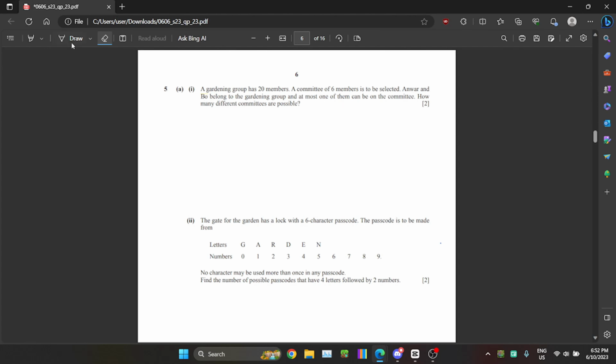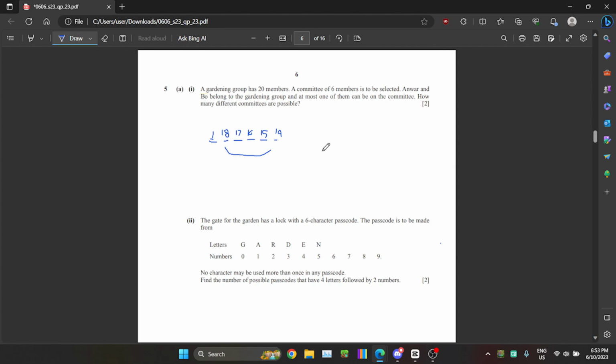So only 6 can be selected. So 1, 2, 3, 4, 5, 6 for visual representation. Now, let's just pretend that in this group, there is one Anwar. So that means there cannot be a Bo in here. But these remaining 5 slots in the 6 members, it can be any of the remaining 18 members, right? So this slot here, they can be any of the 18. This one, any of the 17, 16, 15, and 14.